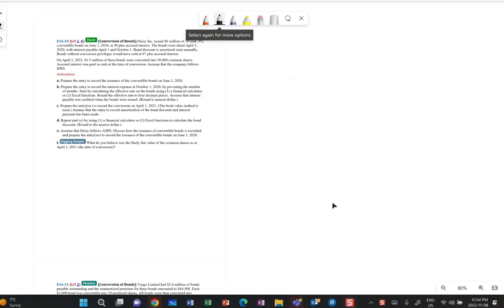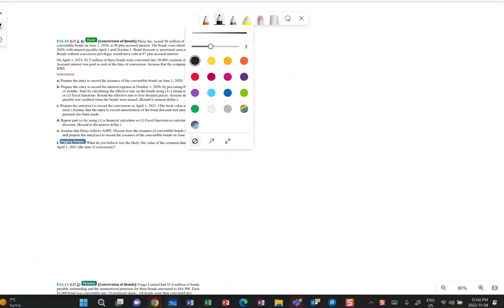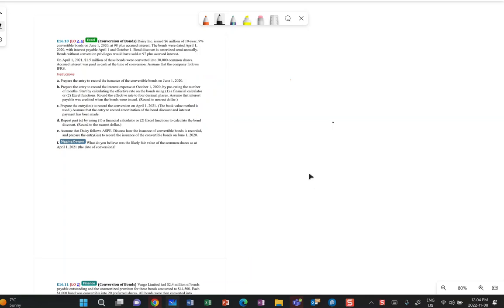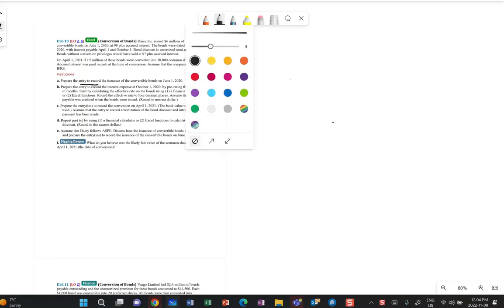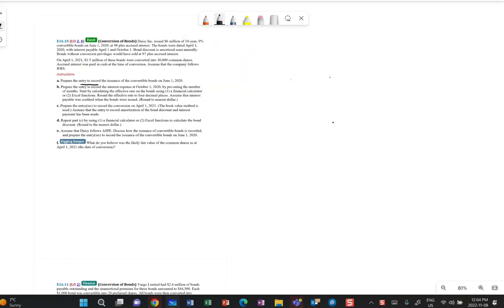Today we are going to do homework for chapter 16. The first question that we are going to take up is exercise 16-10. Again, this is at the back of your chapter in your book, and we're going to work this question together. The part of the question is to prepare the entry to record the issuance of the bond.